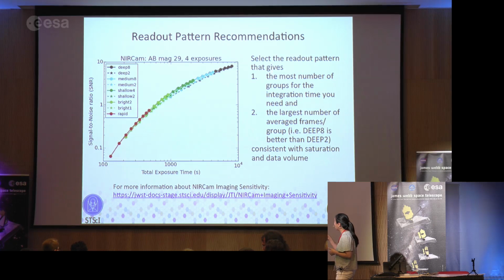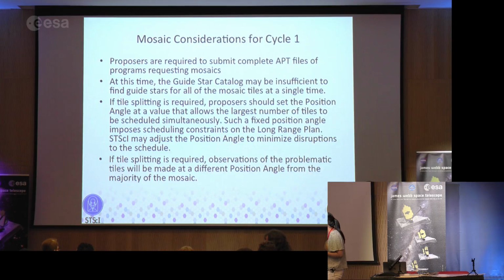You always want to go for the most number of groups for the integration time that you need and the largest number of averaged frames per group. This tells you that you get the most sampling possible and you return the most data possible. But this, of course, has to be consistent with both the saturation and data volume limits for the instrument.